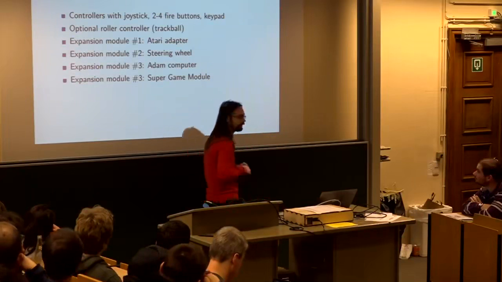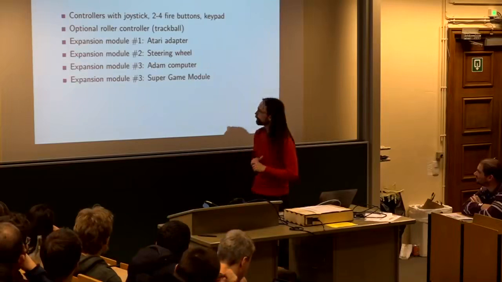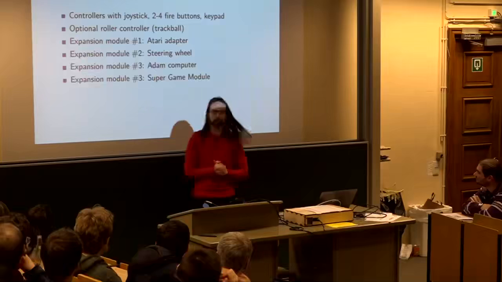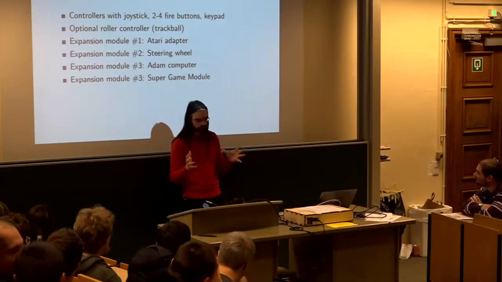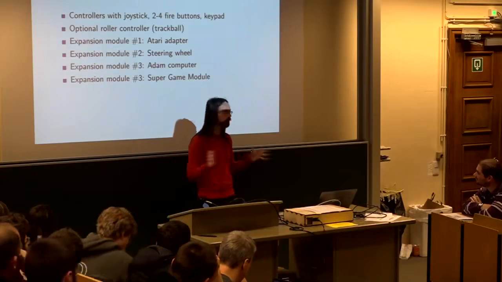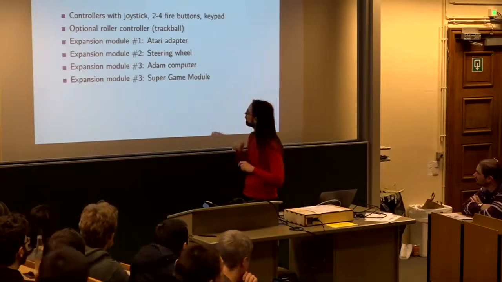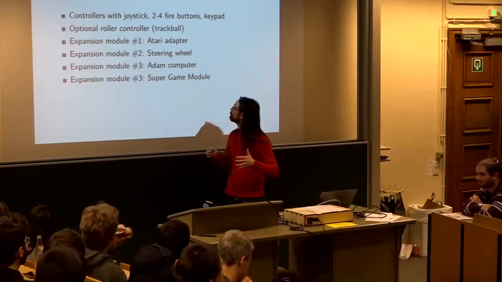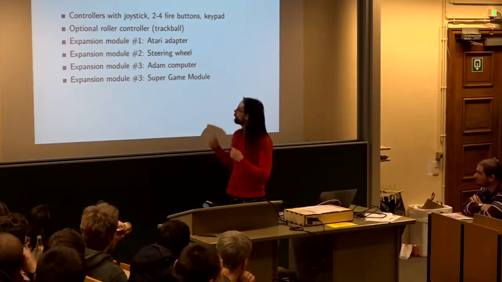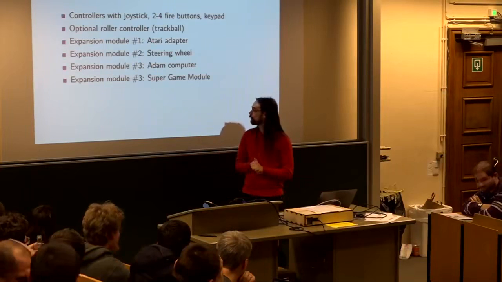One was an adapter that allows you to plug Atari cartridges into the system and play them. Then came a steering wheel for racing games. Then they announced expansion module 3, a super game module with some kind of optical disc that was supposed to bring real video and a lot of storage to the system. Apparently prototypes existed, but then they changed it into this ADAM computer, which was, well, we have a Z80, we have memory and so on, add a keyboard and a printer, and you get a computer, which was not that reliable either.